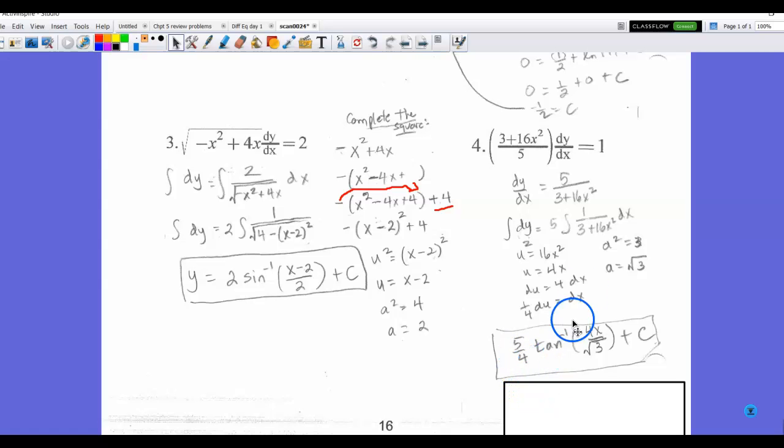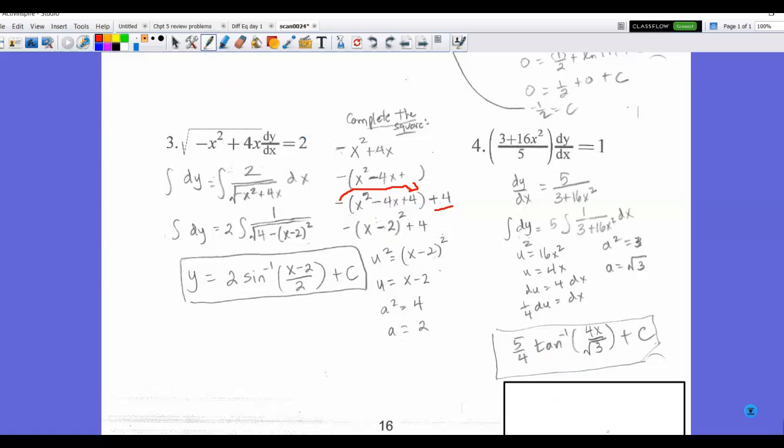over a, so my a value, that should not be a 4, that should be a square root of 3. I'm just noticing that now, so let's fix that. I don't have my tablet. I wasn't planning to do any writing. All right, so give me a second here. Glad I caught that.